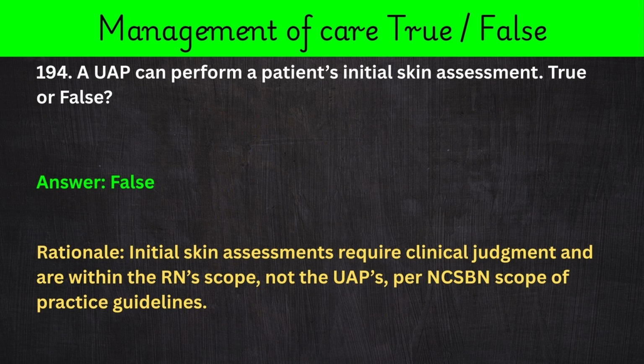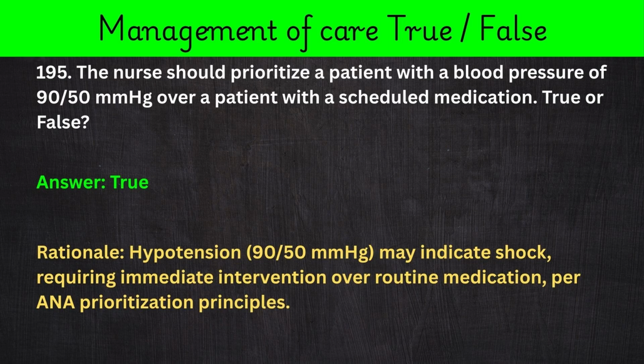practice guidelines. 195. The nurse should prioritize a patient with a blood pressure of 90/50 mmHg over a patient with a scheduled medication. True or false? Answer: true. Rationale: hypotension, 90/50 mmHg, may indicate shock, requiring immediate intervention over routine medication, per ANA prioritization principles.